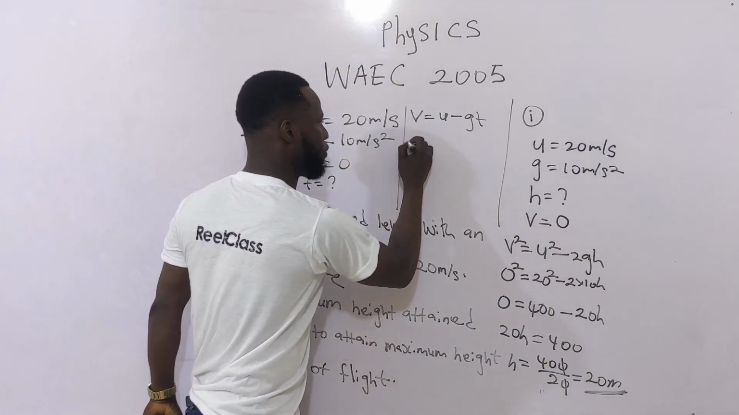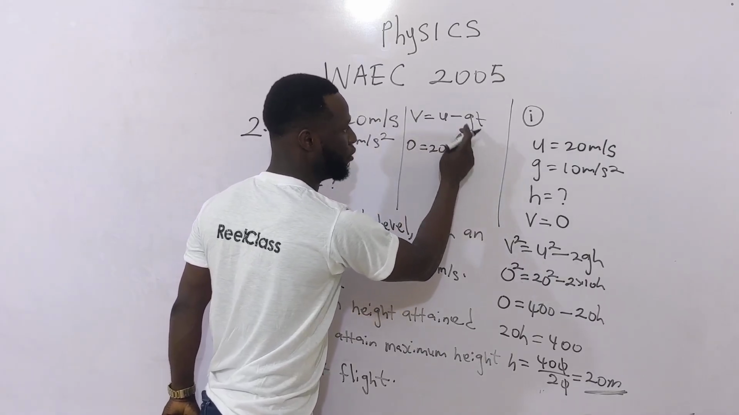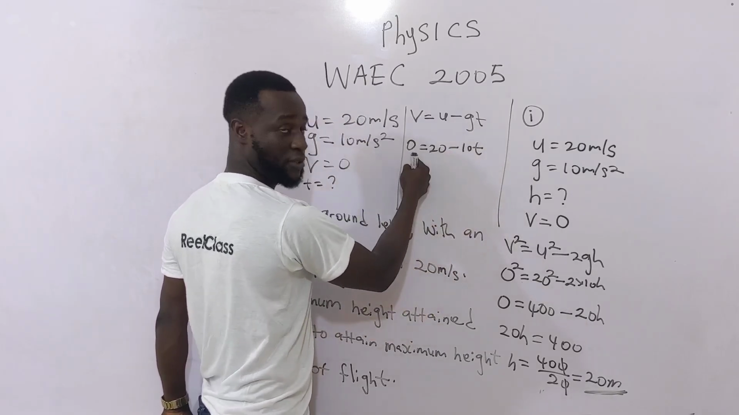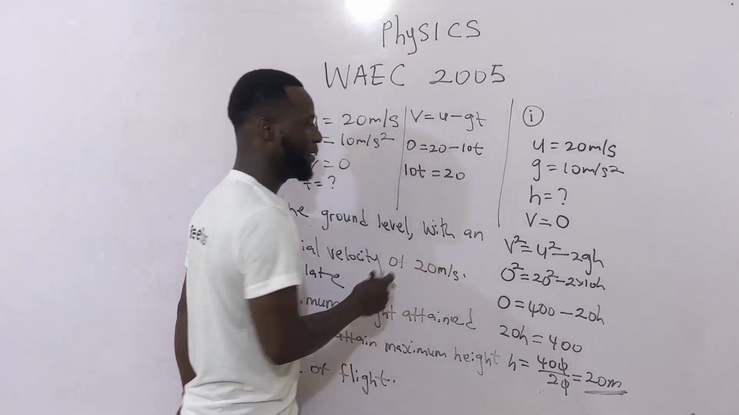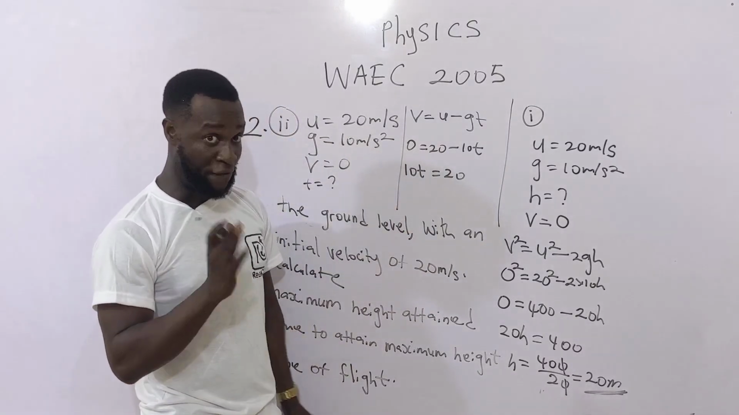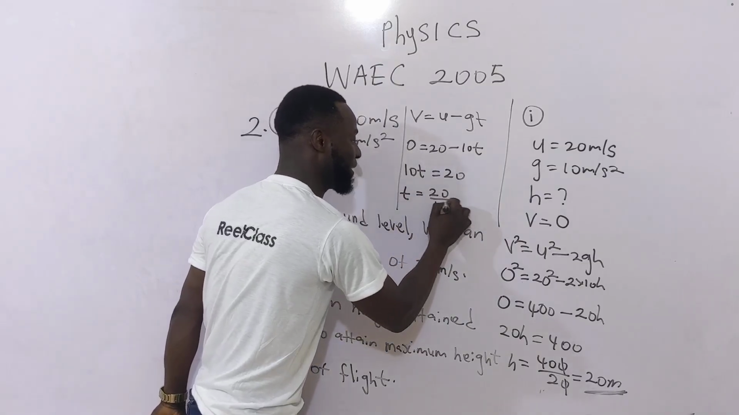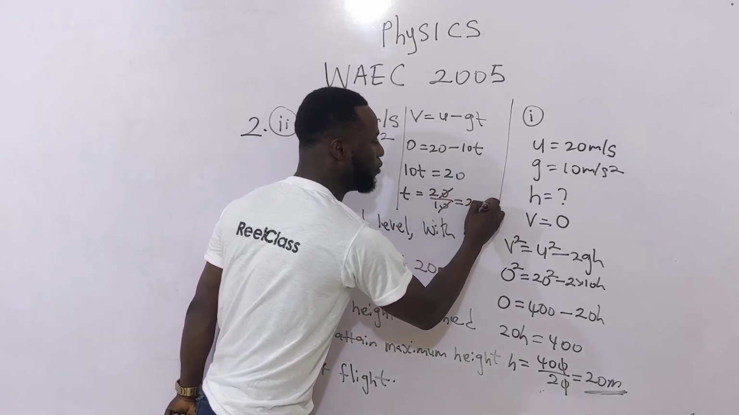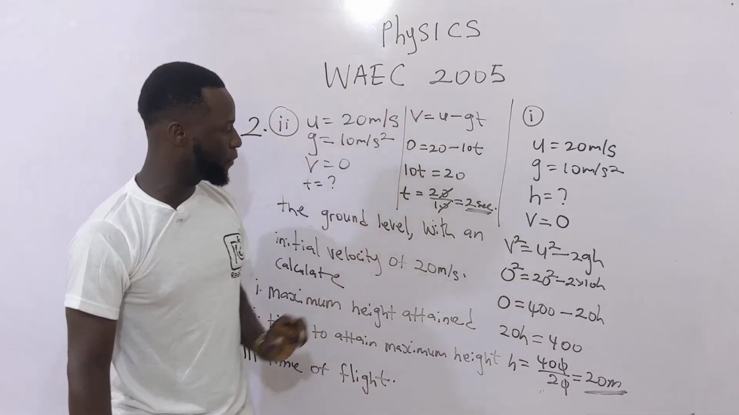So, V is already equals to 0. They give us initial velocity, which is 20 minus G, which is 10 T. Take this guy over to this side. If I do that, I'm going to have 10T is equals to 20. Now, I'm going to divide both sides by 10 to make T subject of formula. If I do that, then I will have T to be equal to 20 divided by 10. 0 will cancel out 0. Then I'm going to have 2 seconds as the time. So time taken to get to maximum height is 2 seconds.